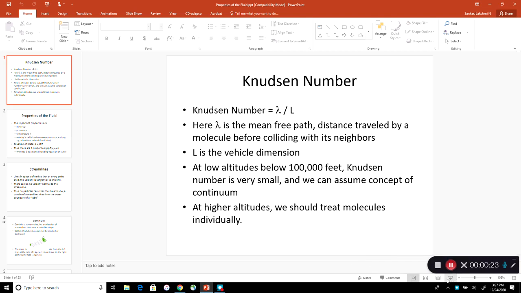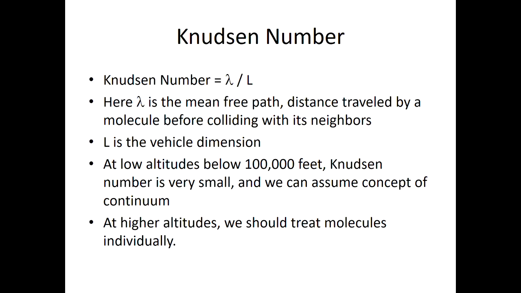One of the first concepts that we need to become familiar with is called the Knudsen number. Knudsen number is a non-dimensional quantity. It's a ratio of a quantity called lambda, which is the mean free path, divided by the vehicle dimension, such as a chord of an aerofoil, or a span of a wing, or a length of the fuselage, whatever you think of as a characteristic length of the vehicle.